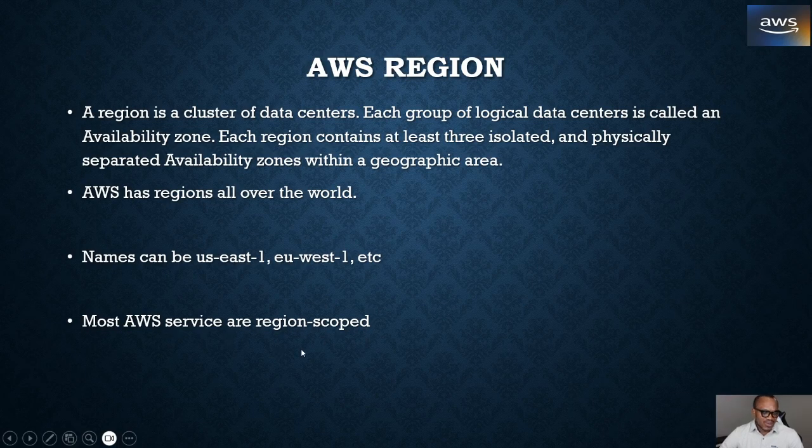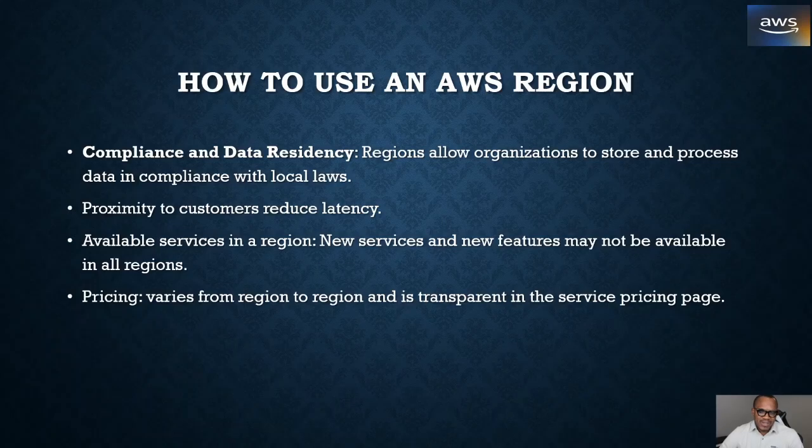So for how to use an AWS region, most data never leaves a region without explicit permission. AWS always complies with local laws in terms of data storage, and data will never leave a particular region without explicit instruction to do so. Closeness to customers reduces latency. If your customers are in the United States of America, it's advisable that your data be located in a region in the United States.